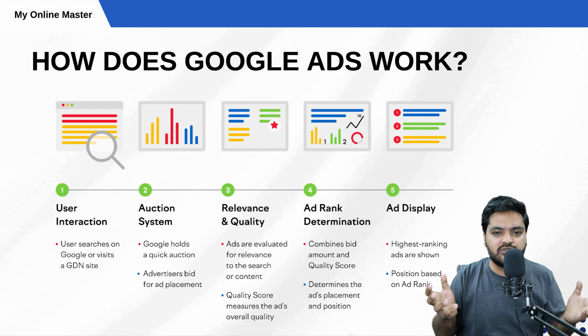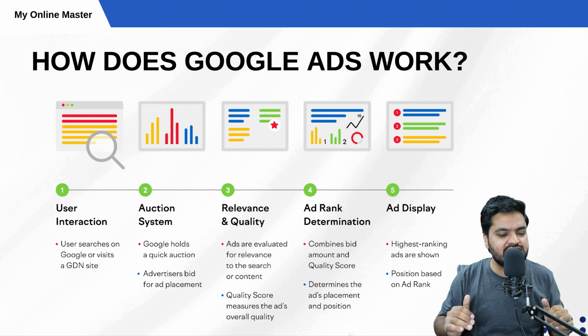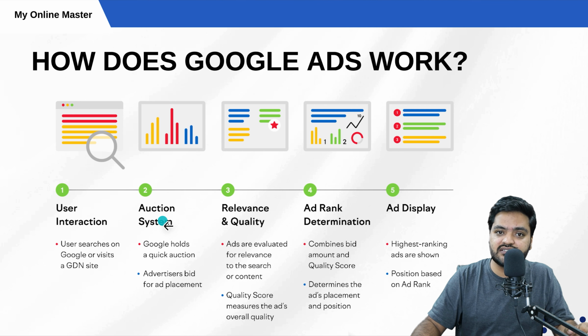I mean, is it something that whoever pays higher will get the higher position and whoever pays less will get the lower position? No, it is not that simple, and it is not only money dependent. There are multiple factors. So the Google auction system decides.